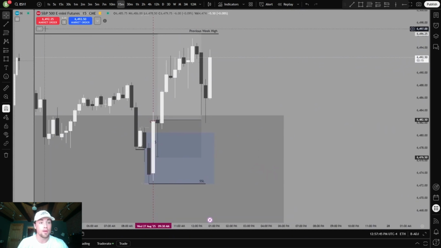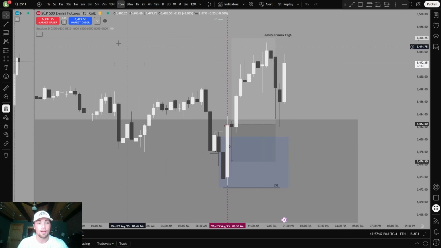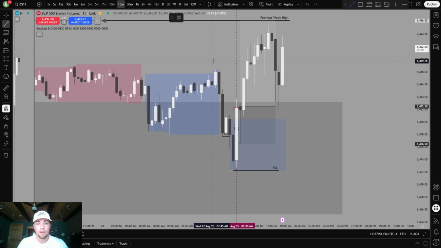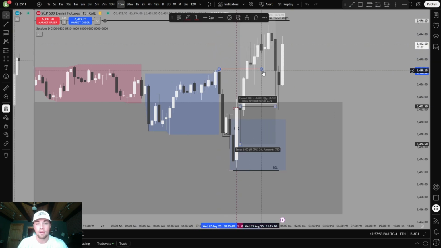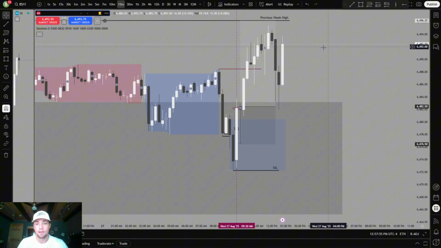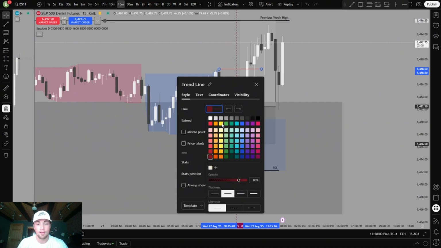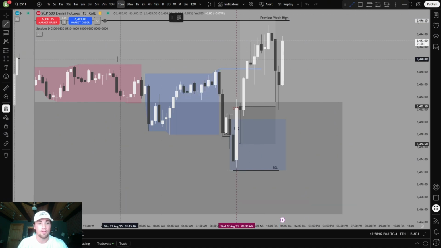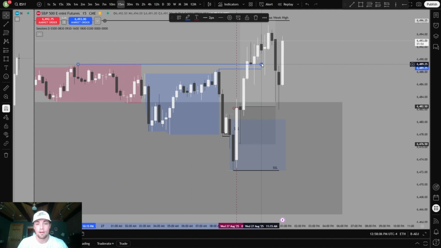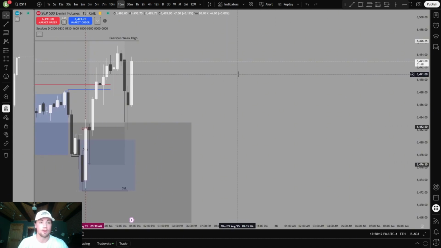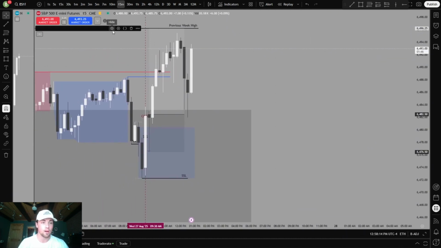The only thing we had was, if I turn on the sessions here, we had London high here. I'll make London high blue, and we had Asia high right here, and I'll make that red. So London and Asia high were stacked right here, which were also clean price targets, but didn't really give me the risk reward I wanted.